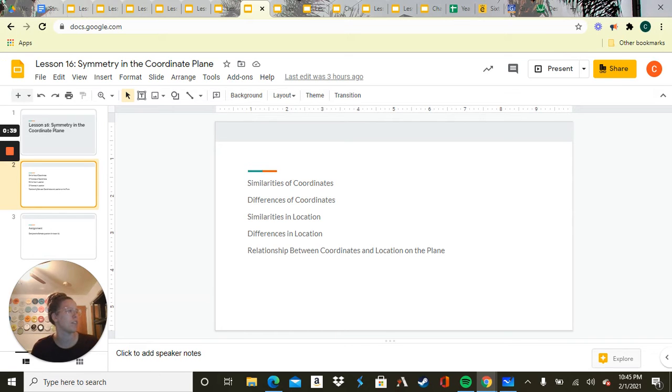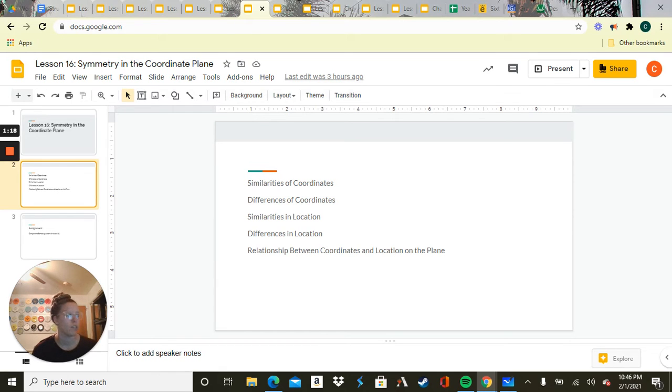Similarities of coordinates could be same y coordinates. X coordinates have the same absolute value. Same x coordinates, y coordinates have the same absolute value. X coordinates have the same absolute value, y coordinates have the same absolute value. So there are a few different options of how that can work. For your assignment, I focused on same y or x coordinates or the same for both, okay? Differences: x coordinates are opposite numbers, y coordinates are opposite numbers, or both x and y are opposites.